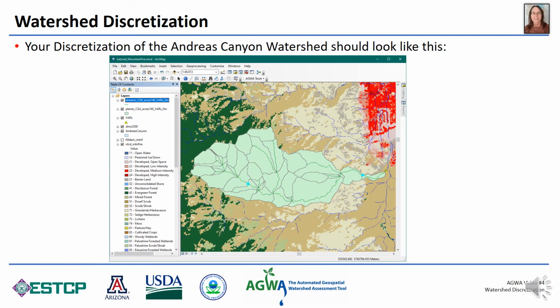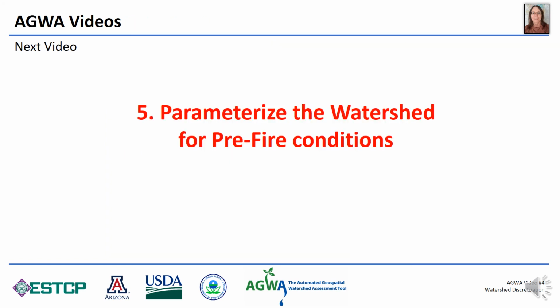Your discretization of the Andreas Canyon watershed should look like this image. Notice that AGWA has added two additional feature classes to your table of contents, streams and planes, that are identified with the discretization name. Also notice that the upland planes at the top of each channel are roughly the same size and should each represent about 2.49% of the total watershed area. And notice that AGWA has included in the discretization the two internal pour points identified using the VARS feature class, the USGS stream gauge at the Forest Service boundary and at the day use area. Now that the Andreas Canyon watershed has been discretized, the next video will demonstrate how to parameterize it for the pre-fire conditions.